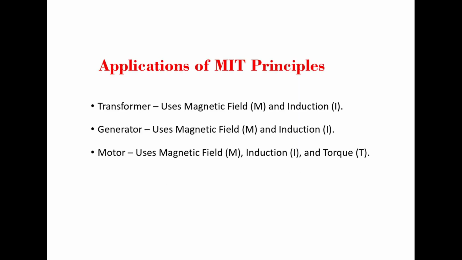So let's put it all together with our MIT framework. A transformer uses the magnetic field and induction principles. A generator also uses the magnetic field and induction principles. But the motor is special. It uses all three: the magnetic field, induction, and torque. So the next time you see any of these machines, just remember MIT: magnetic field, induction, and torque. You will have a solid basic understanding of what's happening on the inside.